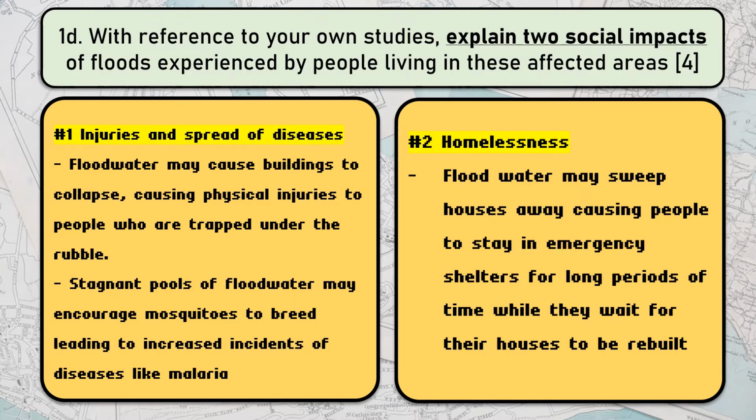So next we have homelessness. So floodwater may sweep houses away, causing people to stay in emergency shelters, or you can say that floodwater may sweep houses away, leaving people with no houses to live in. So that's also perhaps acceptable, okay?